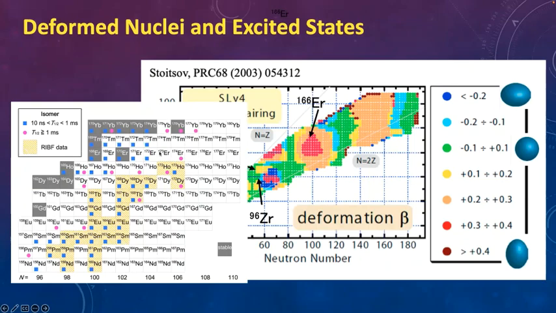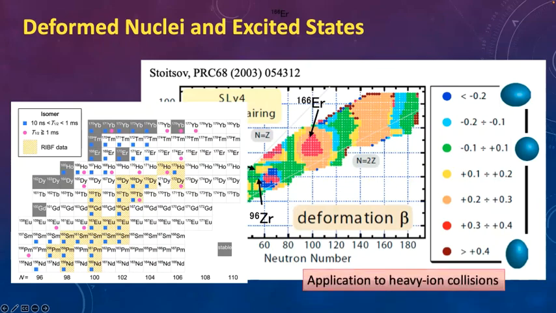Okay. And for example, in these regions there are many isomers. This blue point corresponds to a short-lived isomer below 1 millisecond, and the red point isotopes have longer-lived isomers. Some of them have both. So it is also one of the questions for the heavy ion physics community: if we have an isomer, what to do? And an application to heavy ion collisions, one of the subjects, is deformed nuclei.